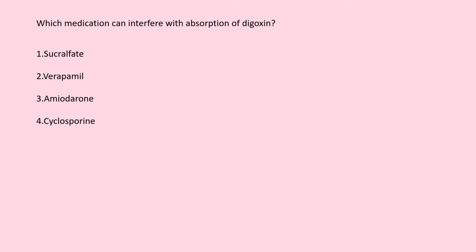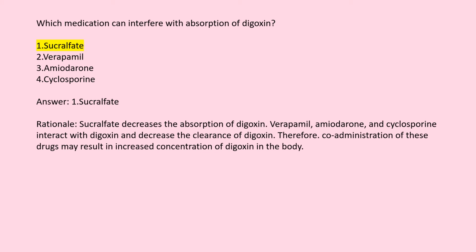Which medication can interfere with absorption of digoxin? 1. Sucralfate. 2. Verapamil. 3. Amiodarone. 4. Cyclosporine. Answer. 1. Sucralfate. Rationale. Sucralfate decreases the absorption of digoxin. Verapamil, amiodarone, and cyclosporine interact with digoxin and decrease the clearance of digoxin. Therefore, co-administration of these drugs may result in increased concentration of digoxin in the body.